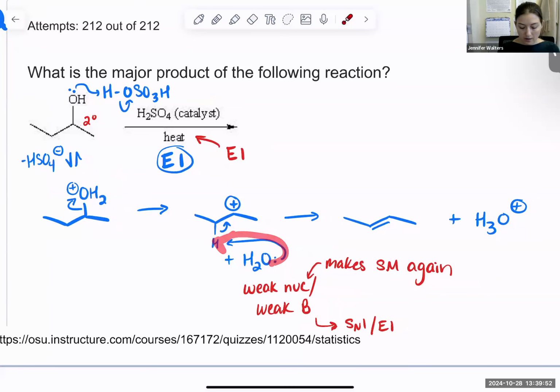It takes the beta proton from the more substituted side, because in E1, you always make the most substituted alkene, and it's always going to be trans. So the regiochemistry is that you need to take from the more substituted side, which leads to the Zaitsev product. And the stereochemistry is that it'll always be trans or E.